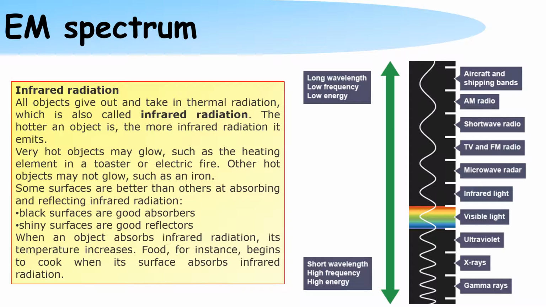All objects give out and take in thermal radiation, which is also called infrared radiation. The hotter an object is, the more infrared radiation it emits. Very hot objects may glow, such as heating elements in a toaster or an electric fire. Other hot objects may not glow, such as iron. Some surfaces are better at absorbing and some are better at reflecting infrared radiation. Black surfaces are good absorbers, while shiny surfaces are good reflectors.